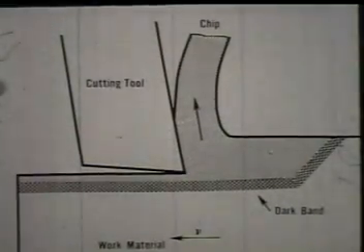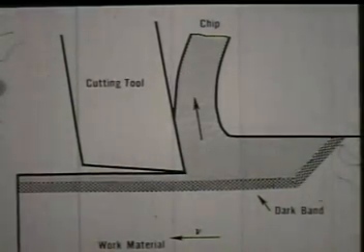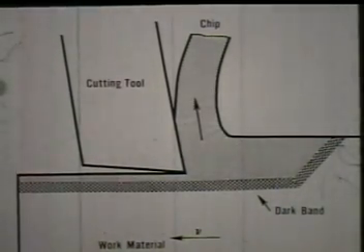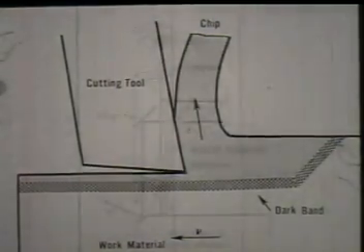The dark band beneath and in front of the newly machined surface is the second detail to look for. The portion which curves upward toward the original surface moves a considerable distance in front of the tool during cutting.